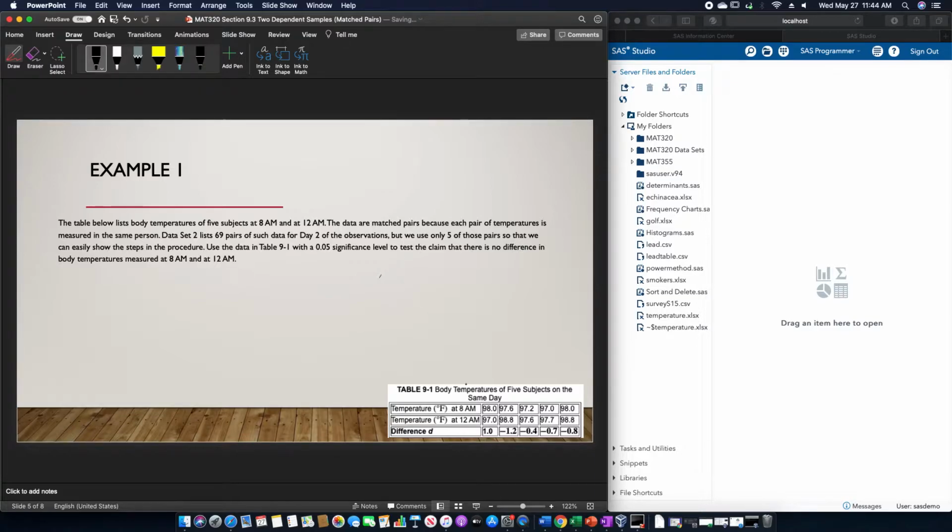But using this data down here, with a 5% significance level, test the claim that there is no difference in body temperatures measured at 8 a.m. and at 12 a.m. Now, I should probably note, before going through this example, the way that I have this data table coded.